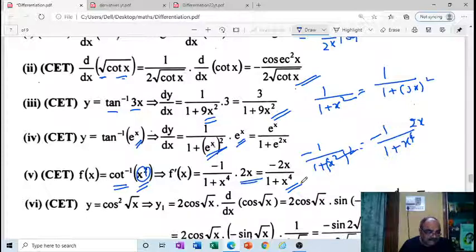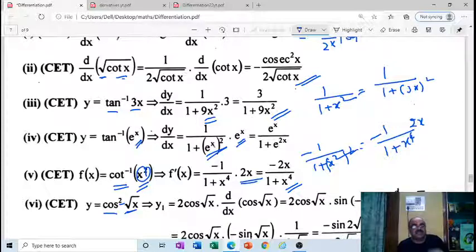Then y equals cos square root x. See friends, you have three things: one cos, one that has been squared, and third is root. You have to be very careful.